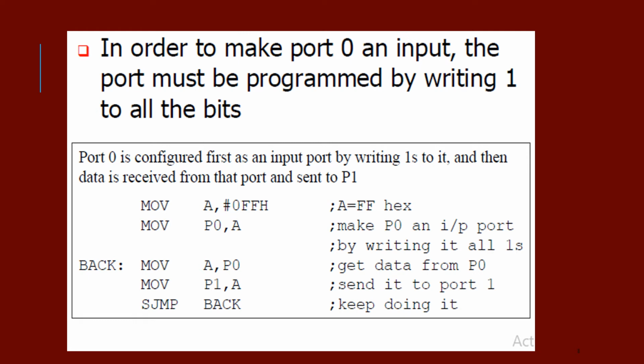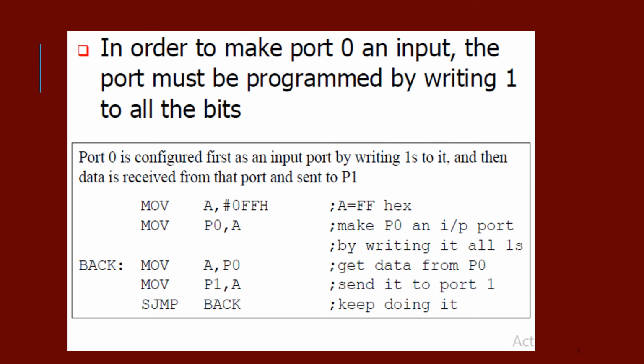So for that small example, port 0 is configured first as an input port by writing ones to it, and then data is received from that port and sent to P1. So P0 will receive something and then it will send to port 1. Now for these 3-4 instructions, just see, MOV A, #0FFH. So FF is transferred into A, meaning all the bits are set to 1.